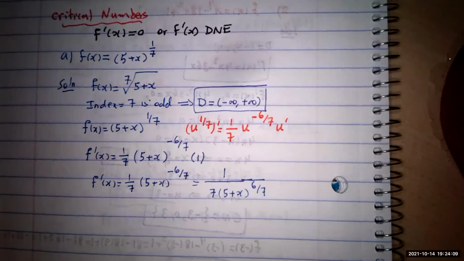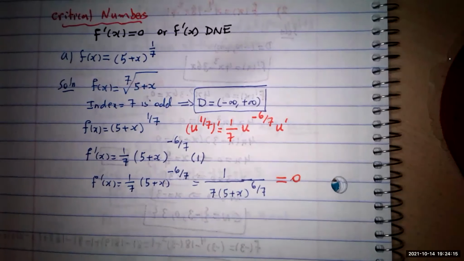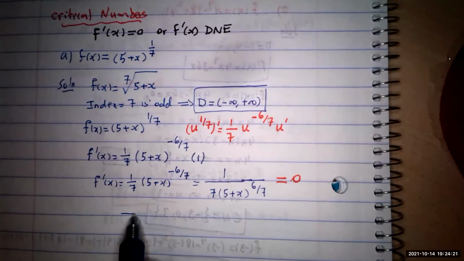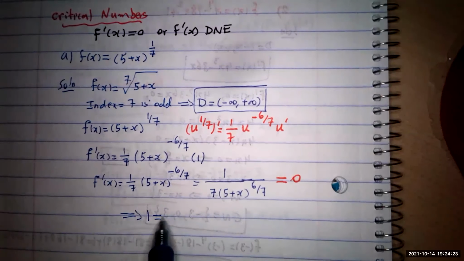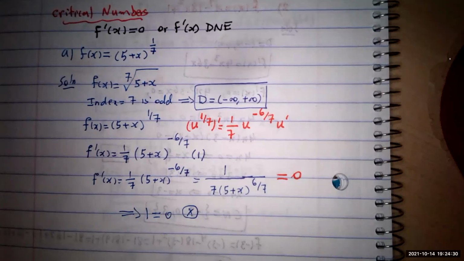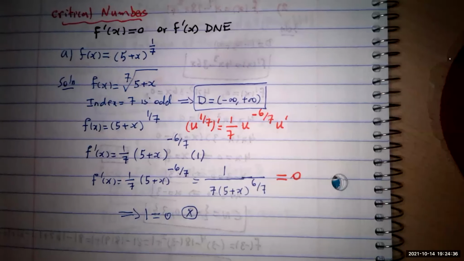Now we let it equal to 0. We already talked about it: only the top would be 0. That would imply that 1 is equal to 0, which is impossible. So we get nothing from f prime of x equal to 0. But it's not the case that you are going to tell us that there are no critical numbers.